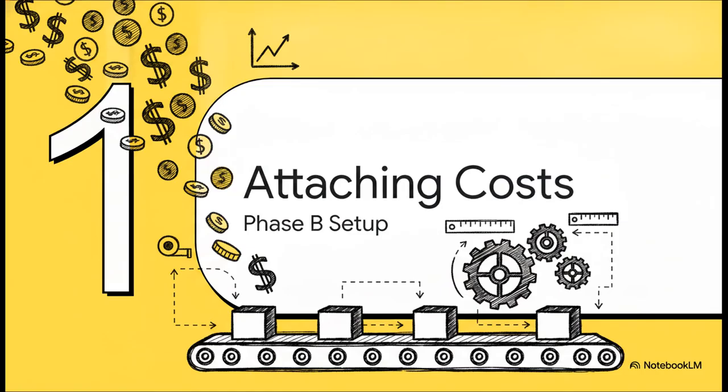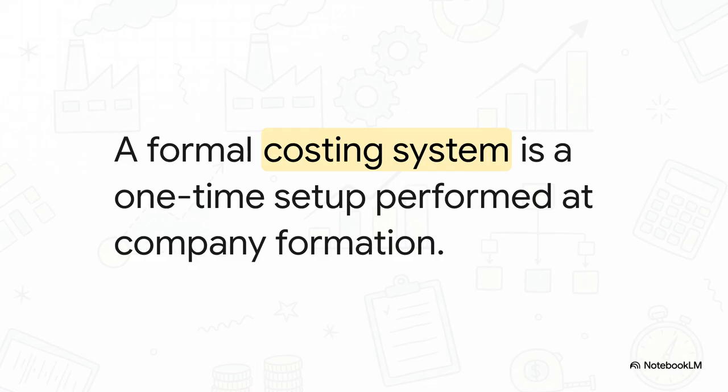Starting off with Section 1, attaching costs to products, your Phase B setup. This right here is the critical juncture where theory meets the actual assembly line and costs finally map to the physical items you're pumping out. A huge takeaway here is that Phase B isn't just something you can wing on a day-to-day basis. You just can't. It requires a formal costing system. This system literally dictates exactly how manufacturing costs are accumulated and assigned.